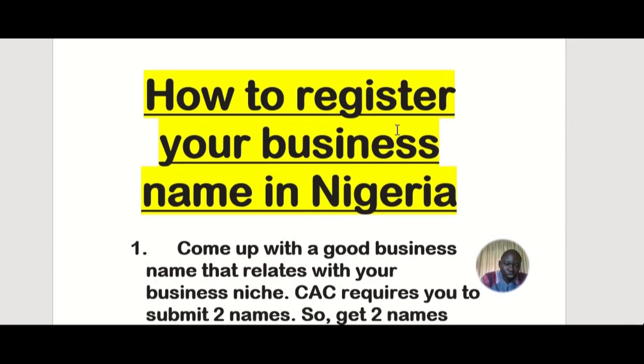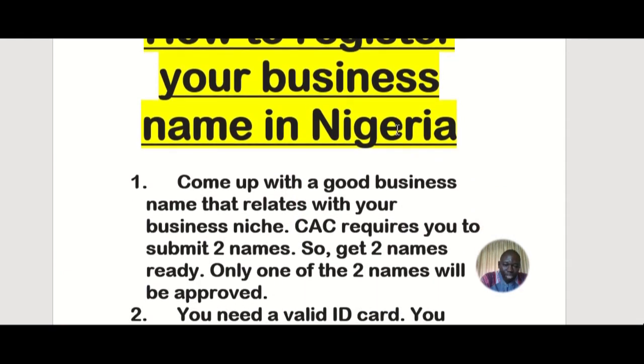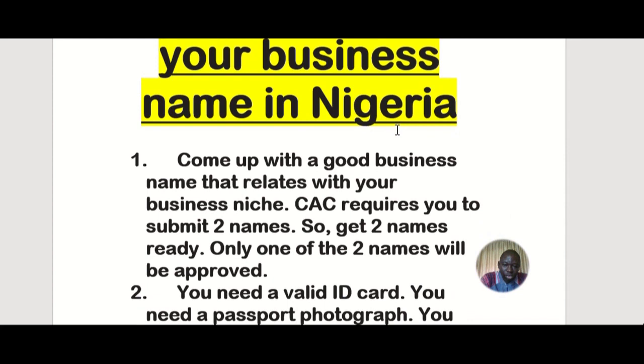Number one, come up with a good business name that relates with your business niche. CAC requires you to submit 2 names, so get 2 names ready. Only one of the 2 names will be approved. When I say business niche, let's take for instance your business is about farming. You cannot say Dunlop Farming Nigeria Limited. Your name must relate to farming, agro.